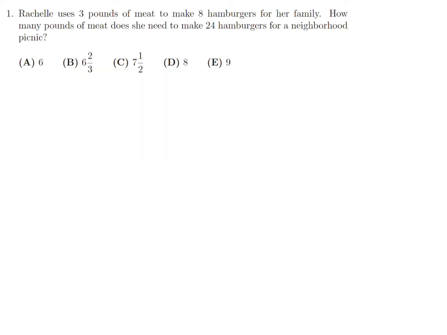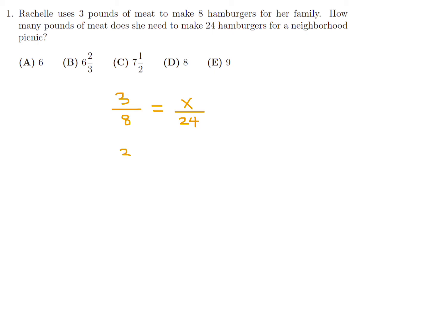Rachel uses 3 pounds of meat to make 80 hamburgers for her family. How many pounds of meat does she need to make 24 hamburgers for a neighborhood picnic? So it's a ratio question. 3 over 8 is going to be equal to x over 24. The first ratio is 3 pounds of meat for 8 hamburgers. The next ratio is a certain number of pounds of meat for 24 hamburgers, and those ratios are equal.